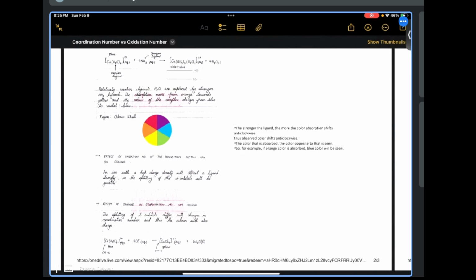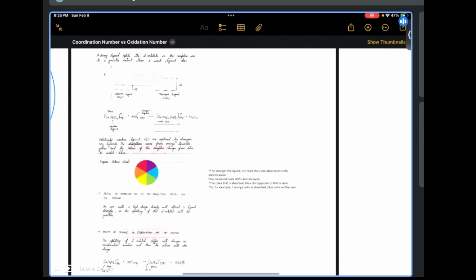That's why a stronger NH3 has replaced a weaker ligand. So please let me know if anyone has any problem. Okay, let me know if there is any problem. So I'm assuming that none of you have any problem.